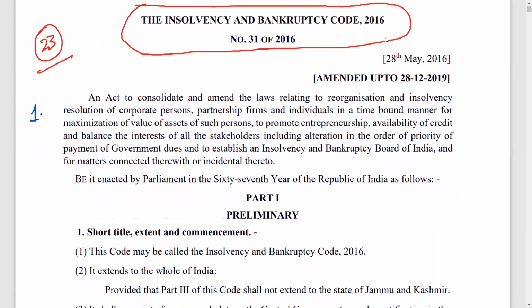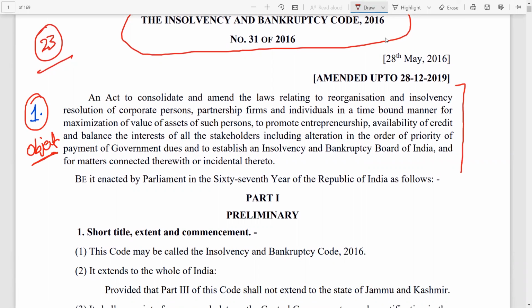So the first point that you have here is the preamble of IBC. This is the objective of IBC. So if you get a question on why IBC was needed, you will have some 7 objectives here. IBC was the act to consolidate and amend all the laws relating to insolvency and resolution of corporate persons, partnership firms and individuals. Earlier we had different laws dealing with insolvency for individuals, companies and partnership firms. Now we have only one law.